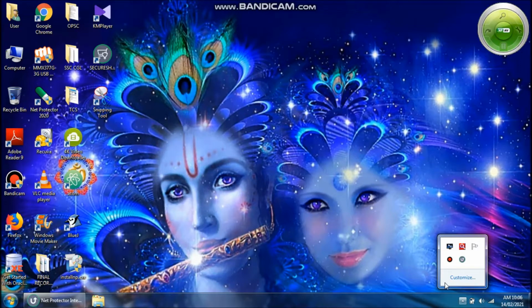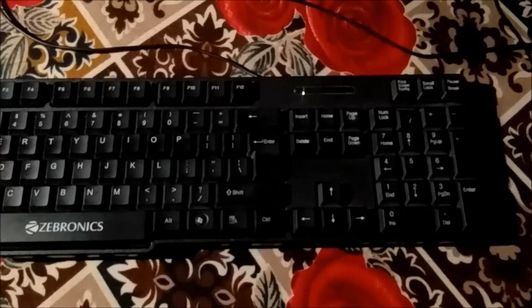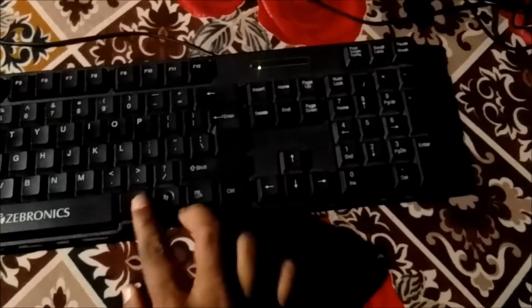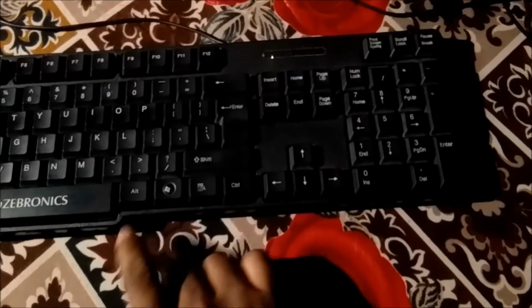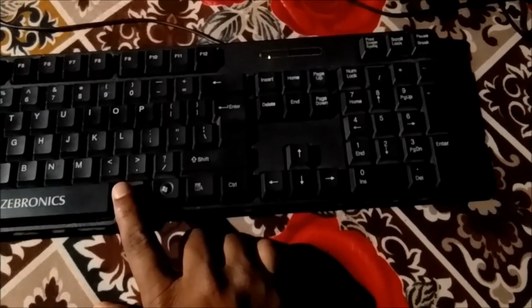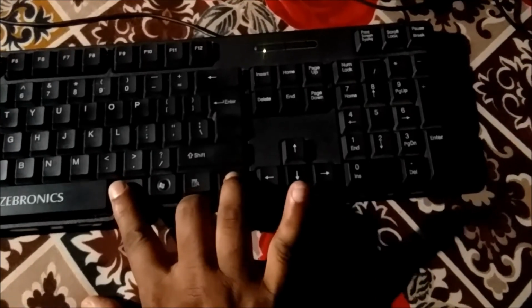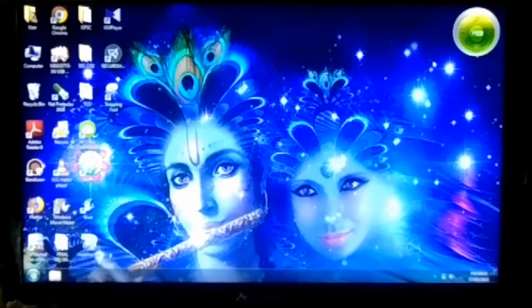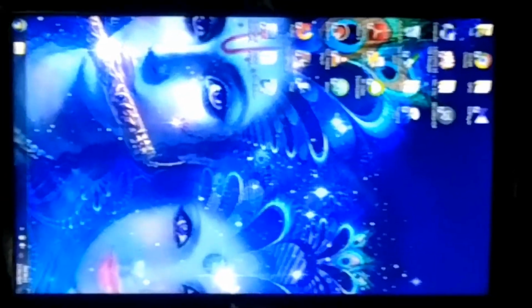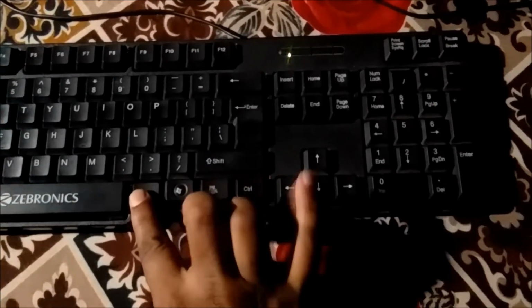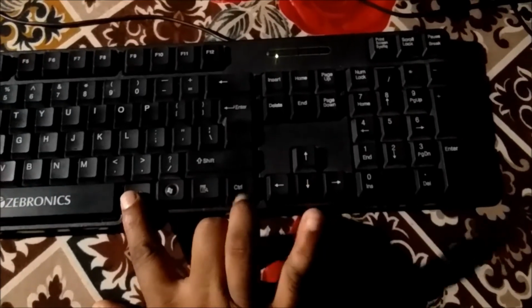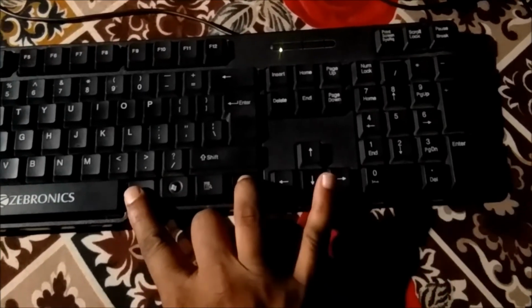To flip the screen, the key combination is Ctrl plus Alt plus arrow key. So there are 4 arrow keys. So if you press Ctrl plus Alt plus right arrow key, then it rotates your screen 90 degrees. If you press Ctrl plus Alt plus down arrow key, it flips it upside down, that is 180 degrees.